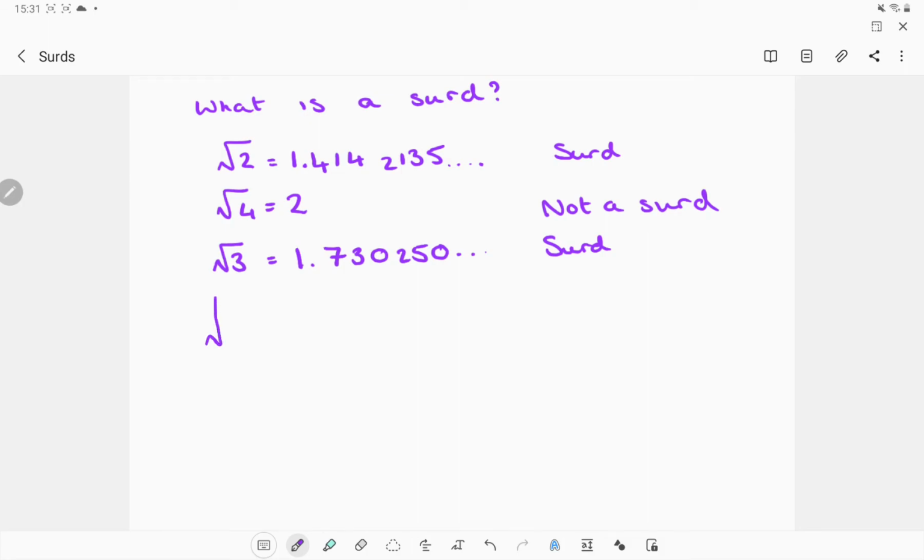Let's have a look at the square root of a quarter. Now, your first reaction, what times what gives you a quarter? It might not be obvious to you. But the trick we can do here is we square root the top, we square root the bottom, and we find out the square root of a quarter is a half, which is 0.5. And that is an exact value. So it doesn't have to be a whole number for it to be an exact value. Here we've got a number that stops after the 0.5. It is exact. So this is not a surd.